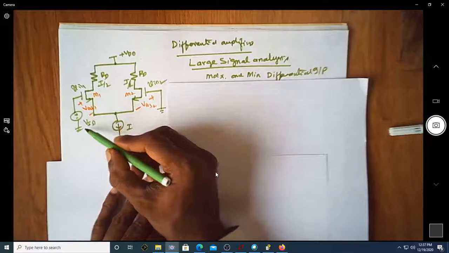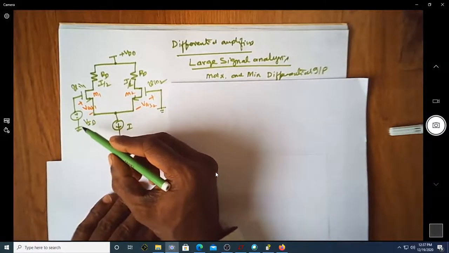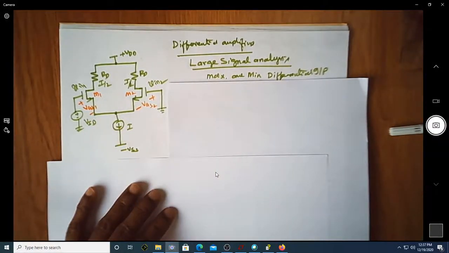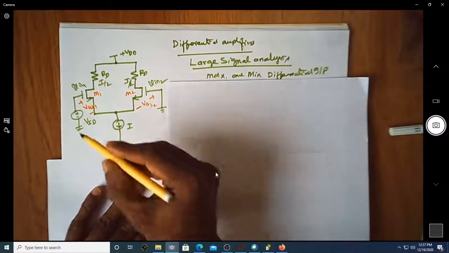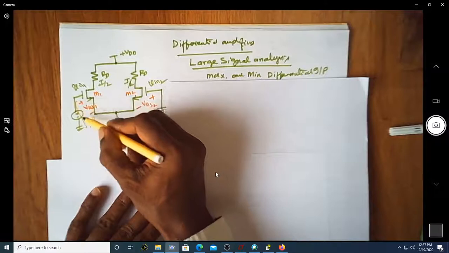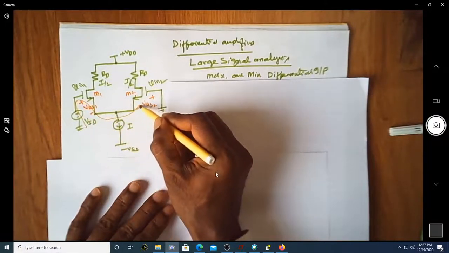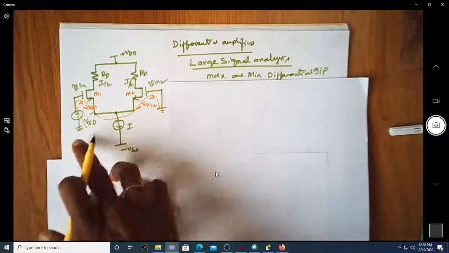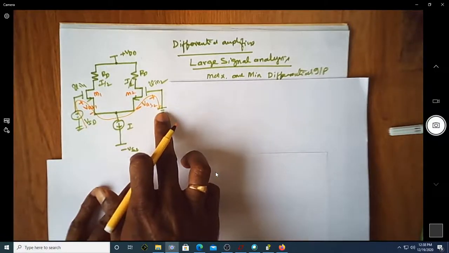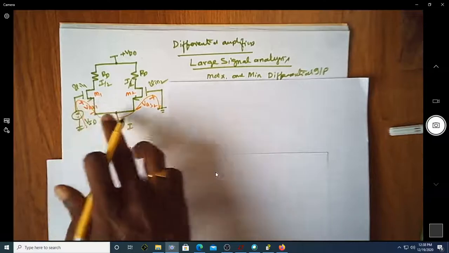Suppose you write a KVL for this particular loop. I'm considering a loop which runs through this VID till the ground. You can see this is the loop I'm considering. VID is equal to VGS1 and then minus VGS2. You can see you started from ground and you are ending at the ground point. This is the potential you have.